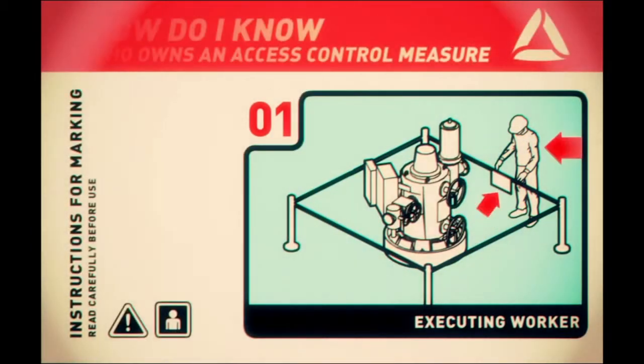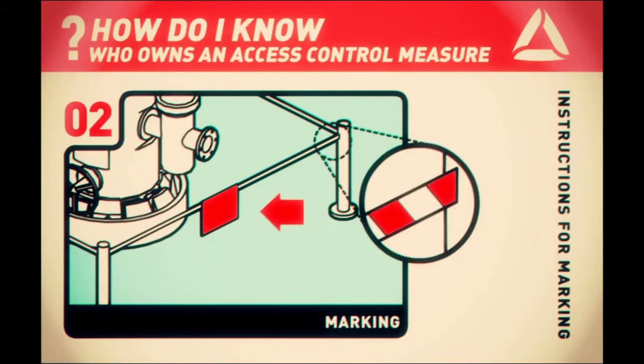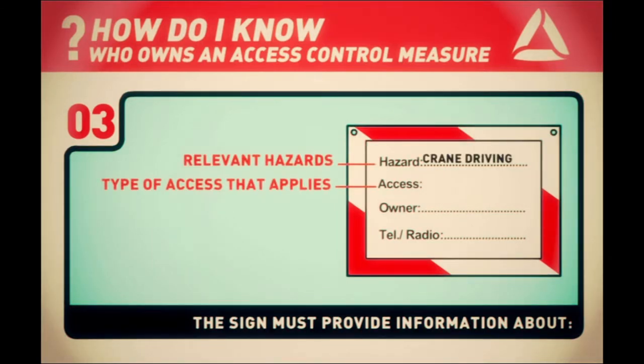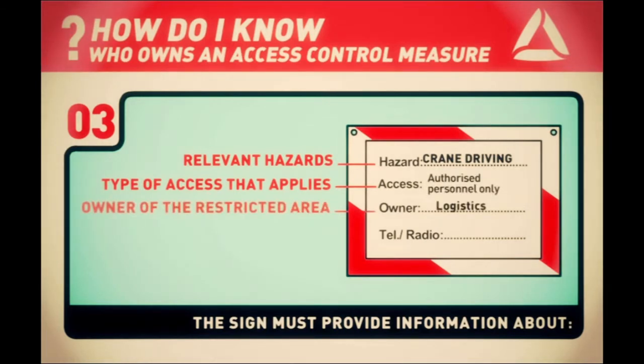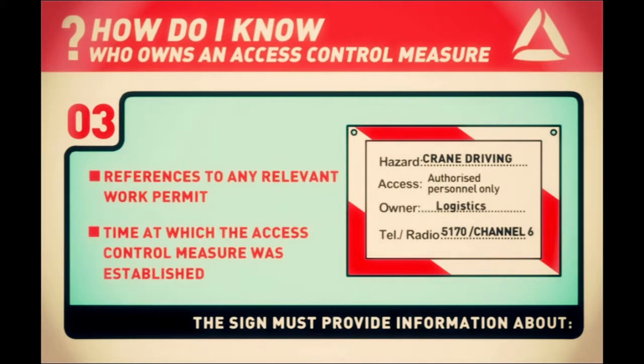So that it is clear who owns an access control measure, the restricted area must be marked. The sign must be clear and provide information about relevant hazards, the type of access that applies, no access or authorized personnel only, the owner of the restricted area, and the channel or telephone number on which the owner can be reached. The sign may also provide information such as references to any relevant work permit, and the time at which the access control measure was established.